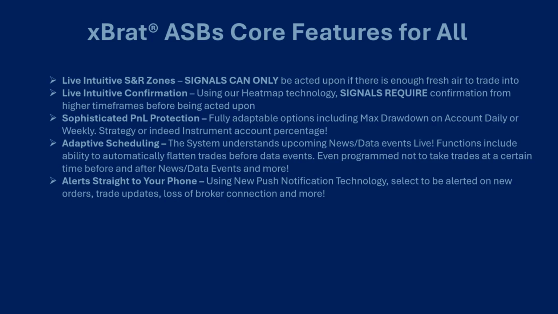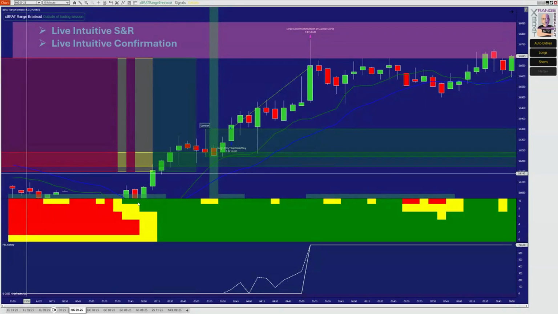Adaptive scheduling: this system understands upcoming news and data events live. Functions include the ability to automatically flatten trades before those data events so you don't get wiped out on any trades you're in. It's even programmable not to take trades at certain times before and after news and data events, and even more. Then there are alerts straight to your phone. Using new push notification technology, you can select to be alerted on new orders, trade updates, loss of broker connection, and a lot more. So let's have a look at these intuitive parts of the automated strategy builder.